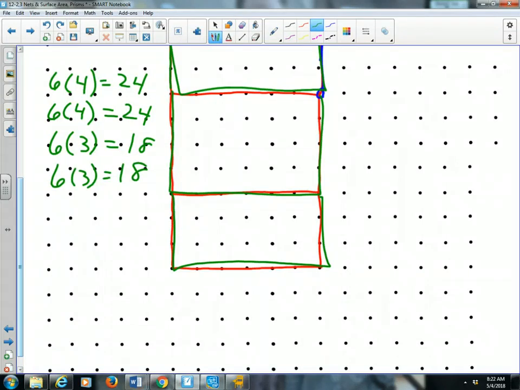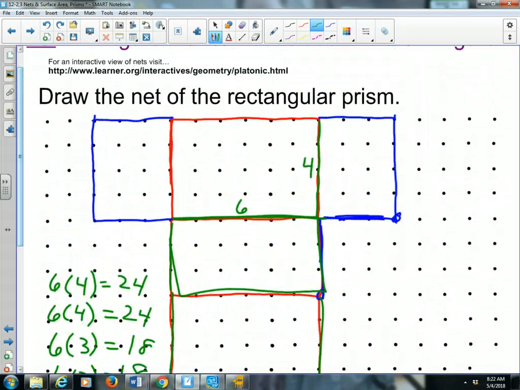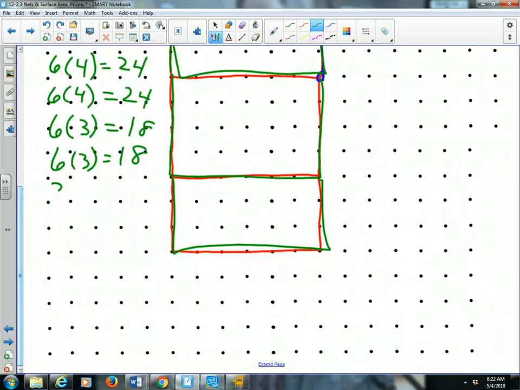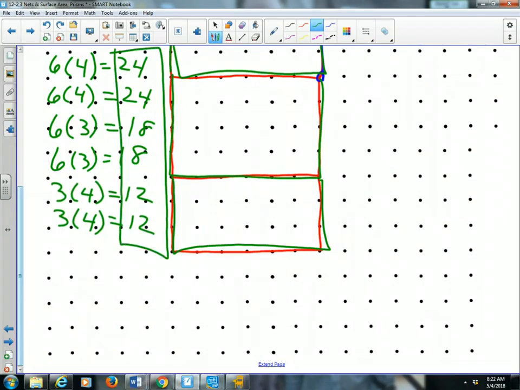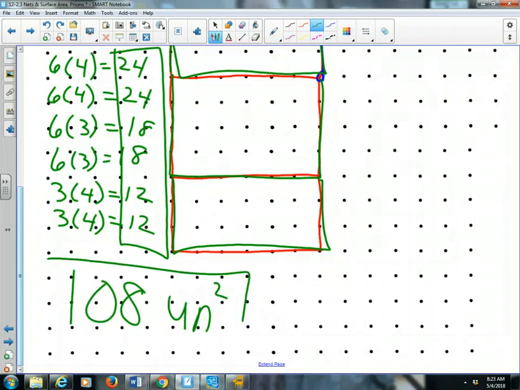And then we have 2 more faces, and those 2 faces are these ones. So it's a 3 by 4 and again a 3 by 4. And our surface area then is the sum of all these areas: 24 plus 24 plus 18 plus 18 plus 12 plus 12. There are 108 square units that go all the way around this figure.